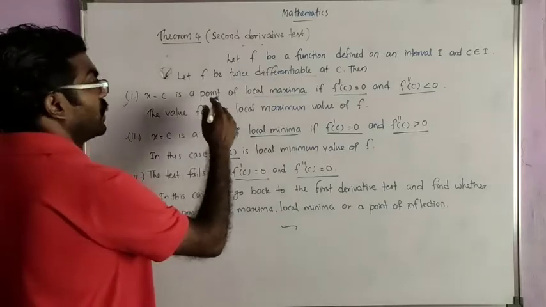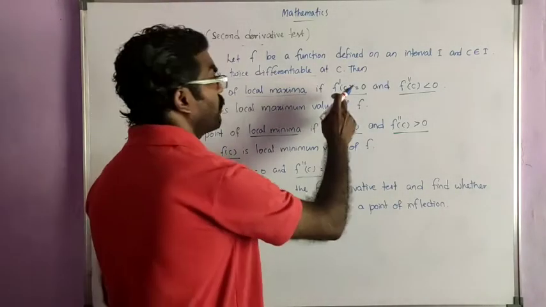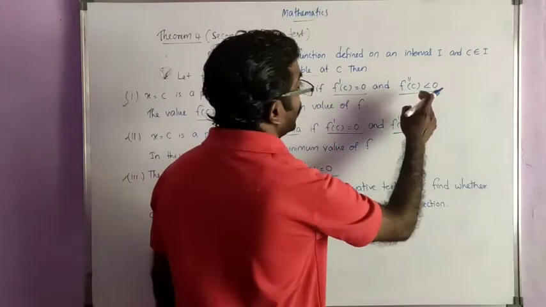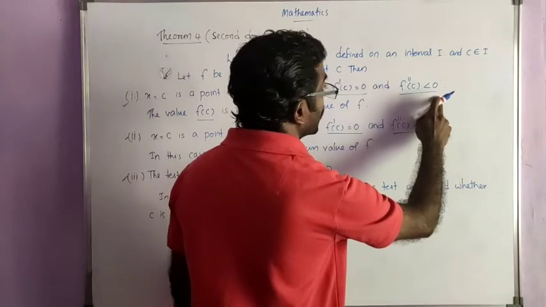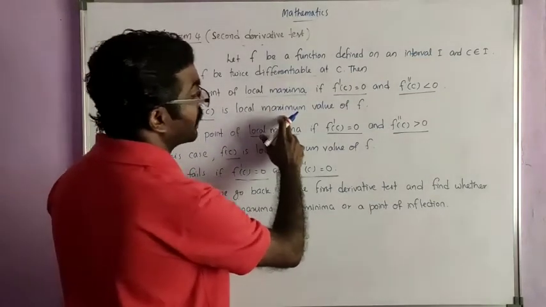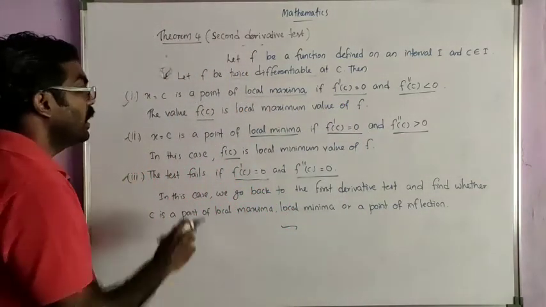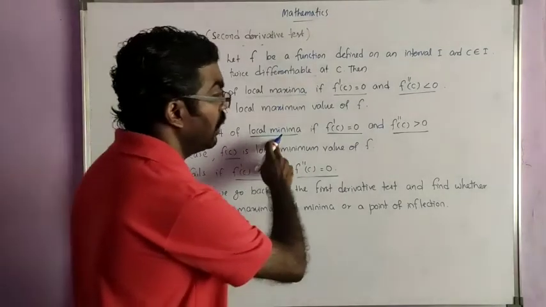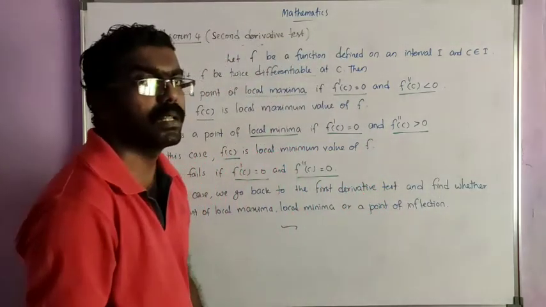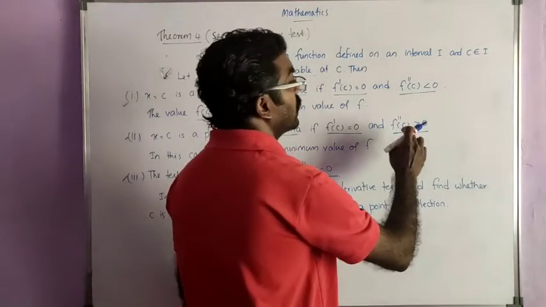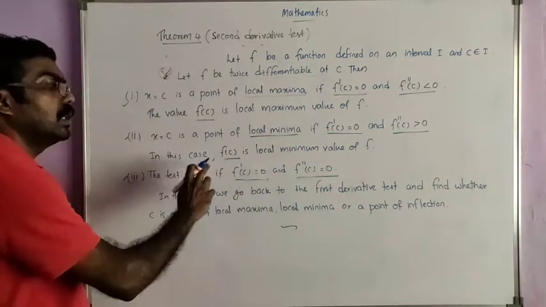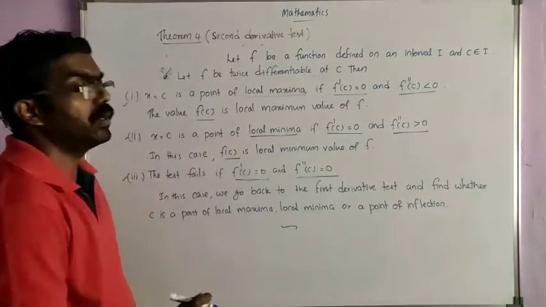Then x equal to c is a point of local maxima if f dash of c equal to 0 and f double dash of c is less than 0. That means the value of the second order derivative is negative at the point c. Then the value f of c is called the local maximum value of f. And x equal to c is a point of local minima if f dash of c equal to 0 and f double dash of c is greater than 0. That means at the point c, the second order derivative is positive. So in this case, f of c is local minimum value of f.